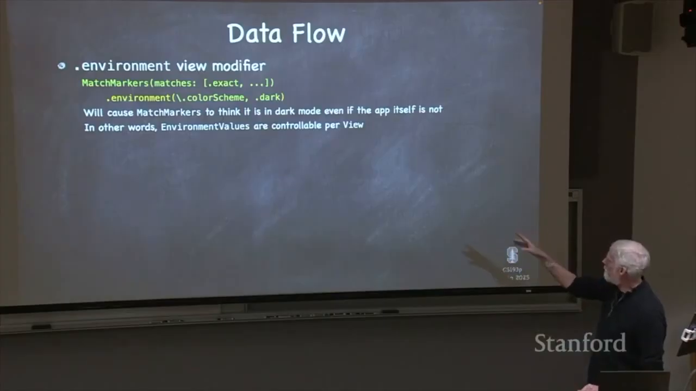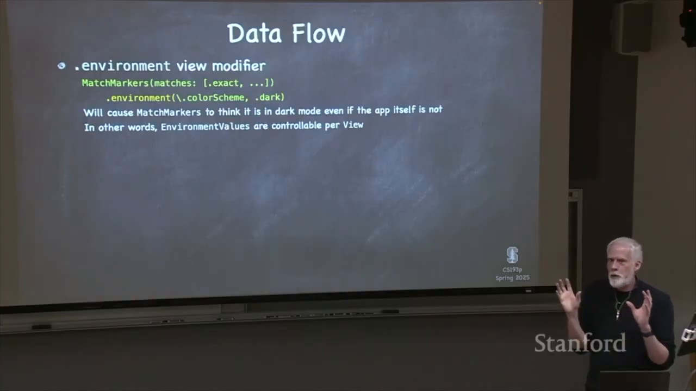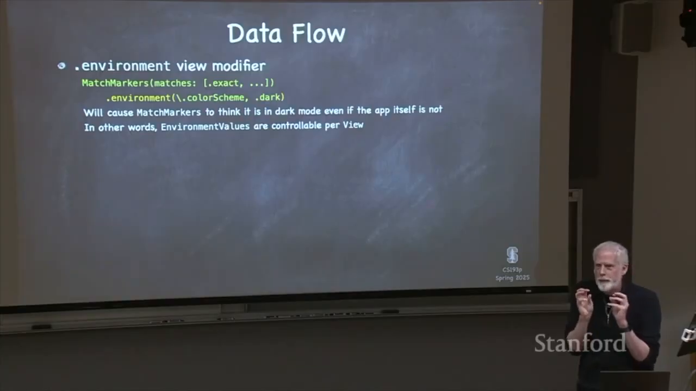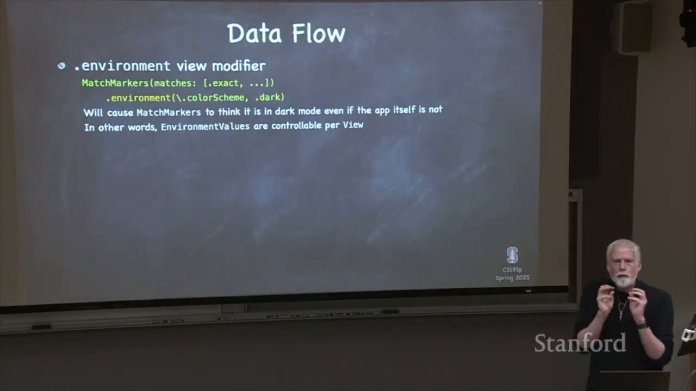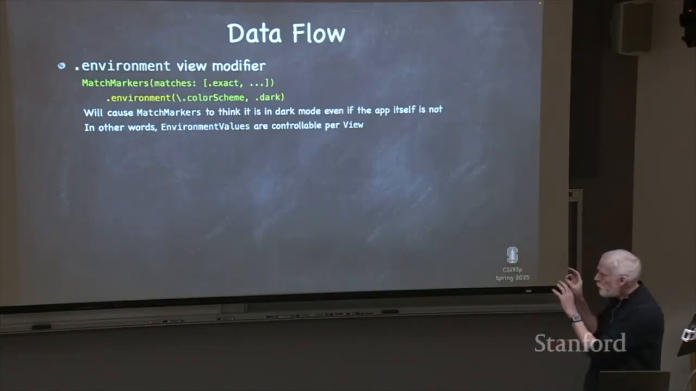So if I did this, match markers, environment, color scheme, dark, match markers would think it's in dark mode. No matter what the phone actually was, it would think it's in dark mode because I changed its environment, see? And so environments are view specific. Each view has its own environment, and you can tweak its environment.